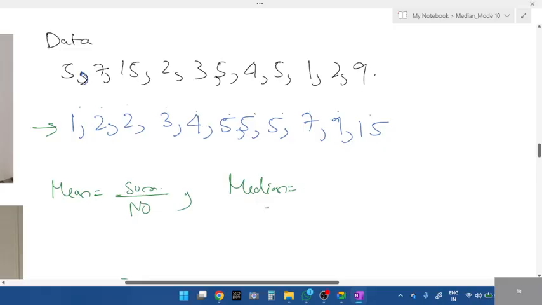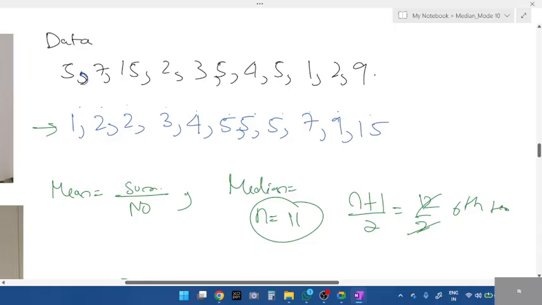N is equal to 11, which is odd. What's the formula for (n plus 1) divided by 2? 12 divided by 2 is 6. Sixth term. Which is the sixth term here? 5. Is this clear? Mean and median?